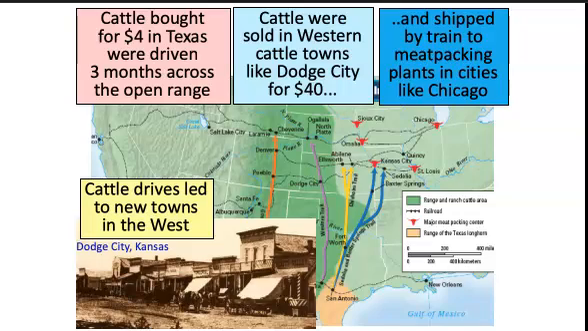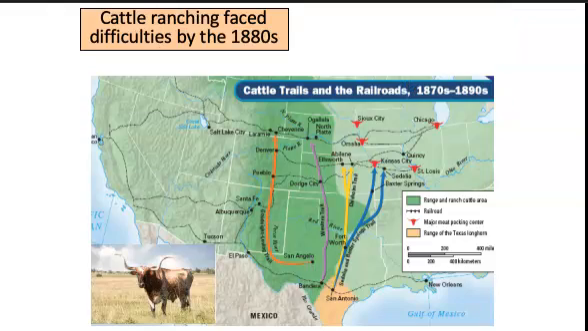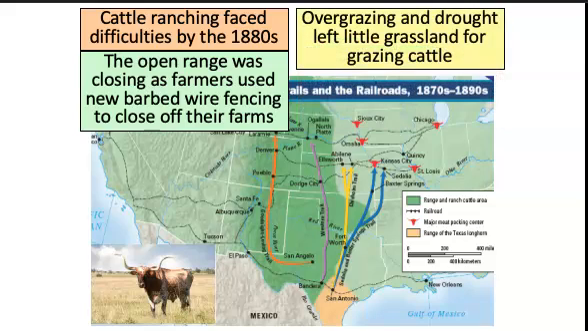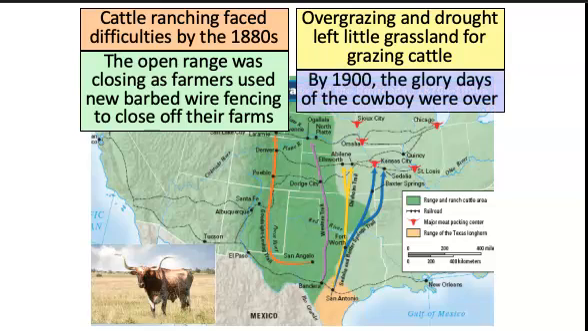However, this time period of these long drives and the cattle ranchers and the cowboys that necessitated these long drives didn't last for very long. It really only lasted for about 10 to 15 years in U.S. history. By the 1880s, they were facing lots of difficulties. The open range was closing as farmers used new barbed wire fencing to close off their farms, and overgrazing and drought had left little grassland for the grazing cattle. By 1900, the glory days of the cowboy were completely over, and the era of the open range had ended.